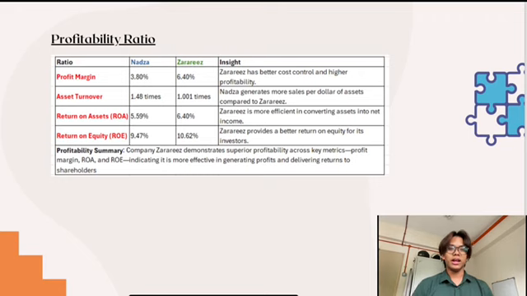For return on equity, Zararis also provides a better return for its investors because Zararis has 10.62% compared to Naza at 9.47%. In summary, company Zararis demonstrates superior profitability across key metrics: profit margin, return on asset, and return on equity, indicating it's more effective in generating profit and delivering returns to shareholders.